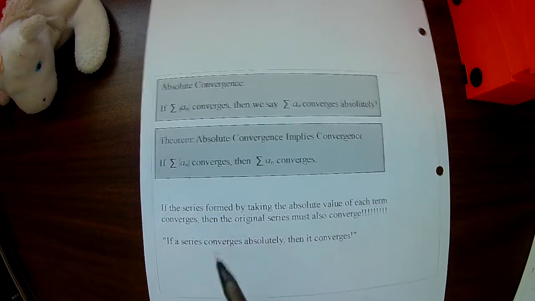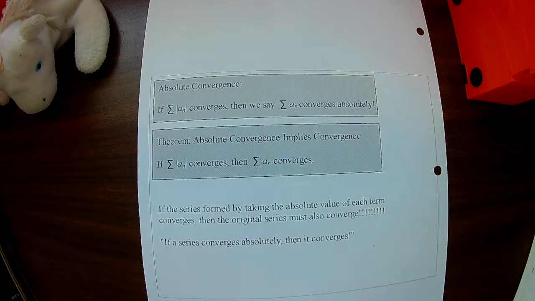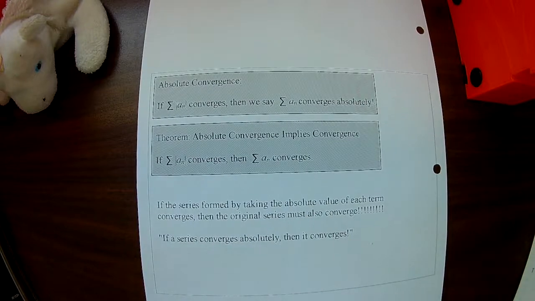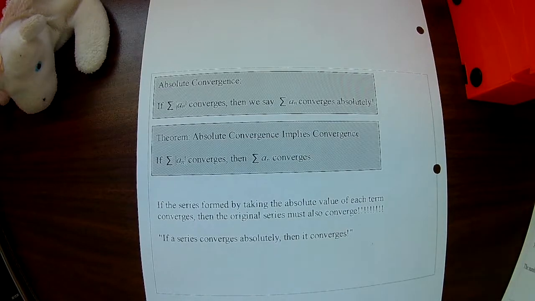And here is a wonderful theorem titled Absolute Convergence Implies Convergence. And what it says is, if a series converges absolutely, then it converges, period. So if a series converges absolutely, then it converges. Where would I ever use that? Oh, here's a nice way to use it.